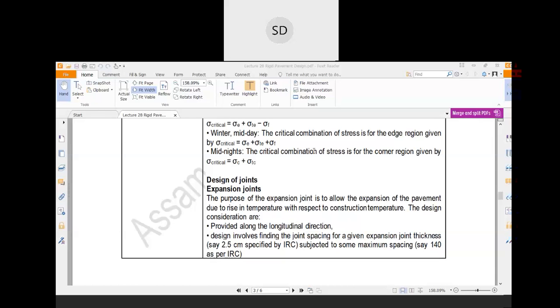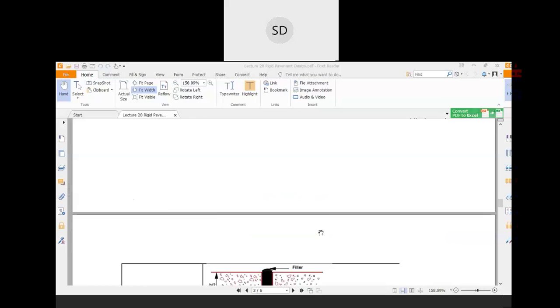Now, expansion joints are generally provided along the longitudinal direction. Design involves finding the joint spacing for a given expansion joint thickness, say 2.5 centimeter. It is specified by the IRC, and it is subject to some maximum spacing, say 140 meter as per IRC. So these are some basic specifications of the expansion joint.